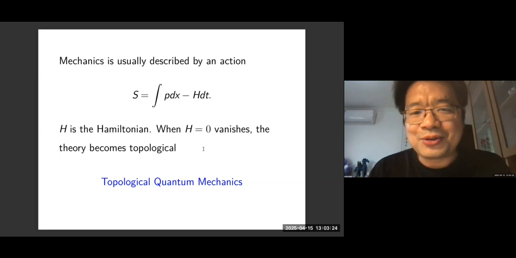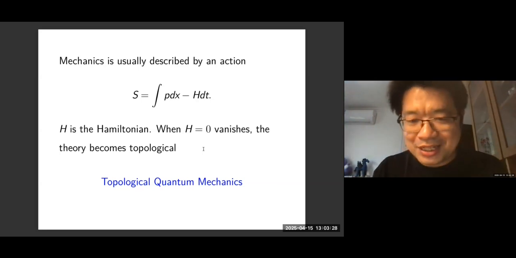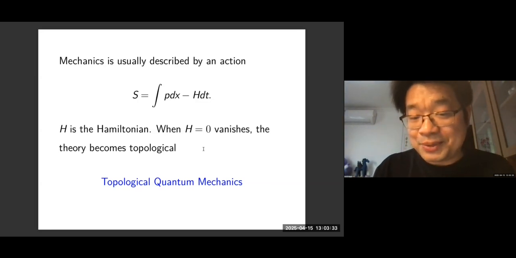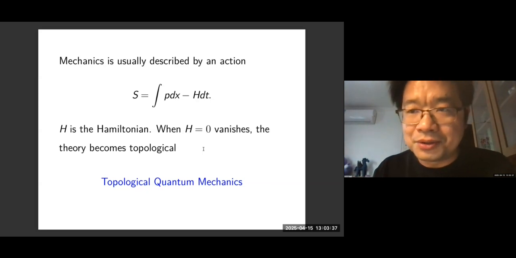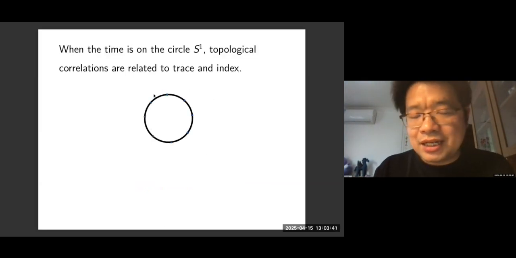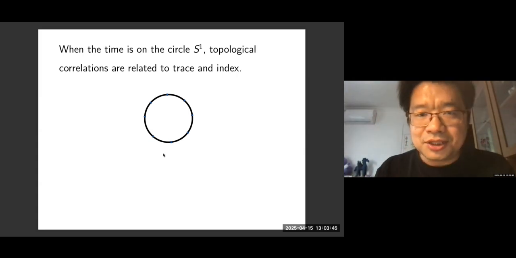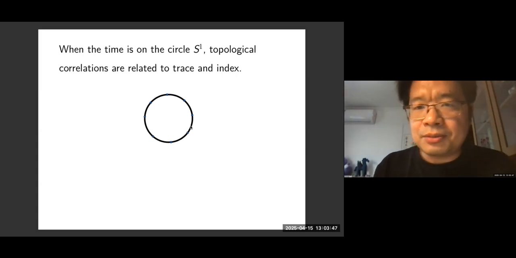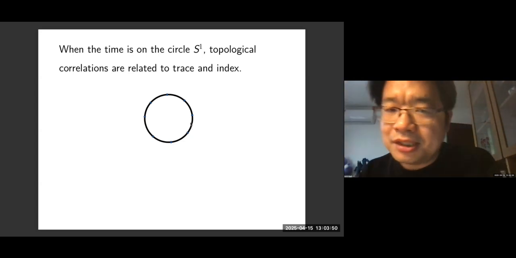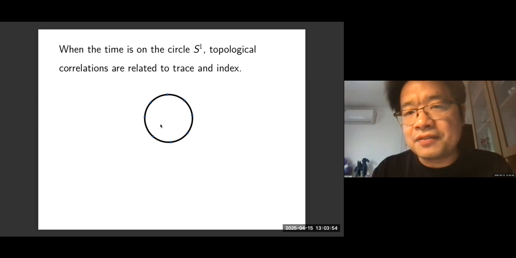It sounds quite trivial, but actually it's not. I will tell you some story about it. This is a place where you start to see some higher structures arising from these models. But anyway, I'm going to explain the simplest case first, on the circle. Then this topological correlation is related to, on the circle, we know it's related to trace and index.